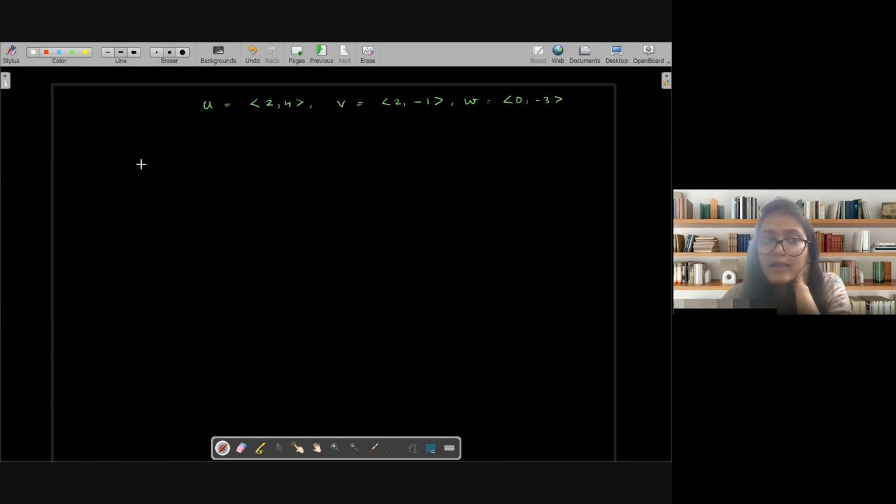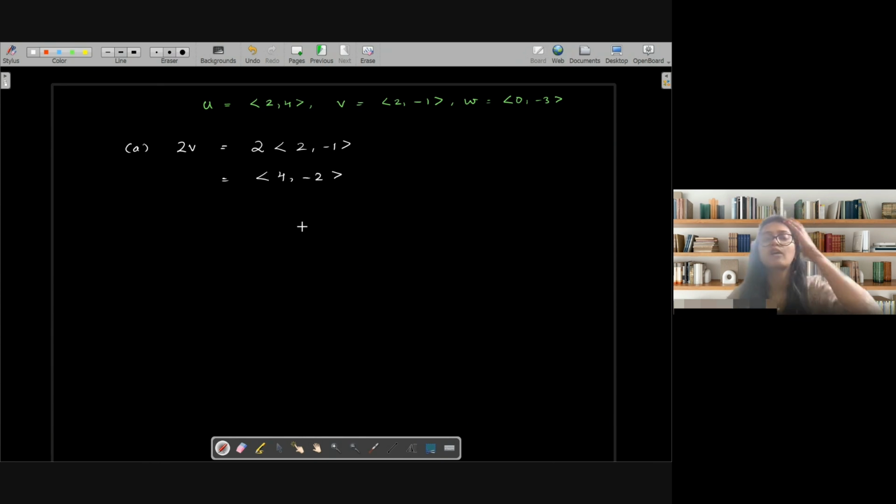Okay, so first is 2v. This is very easy. First, just multiply 2 with v. So this will be 2 times your v vector, which becomes (4, -2).